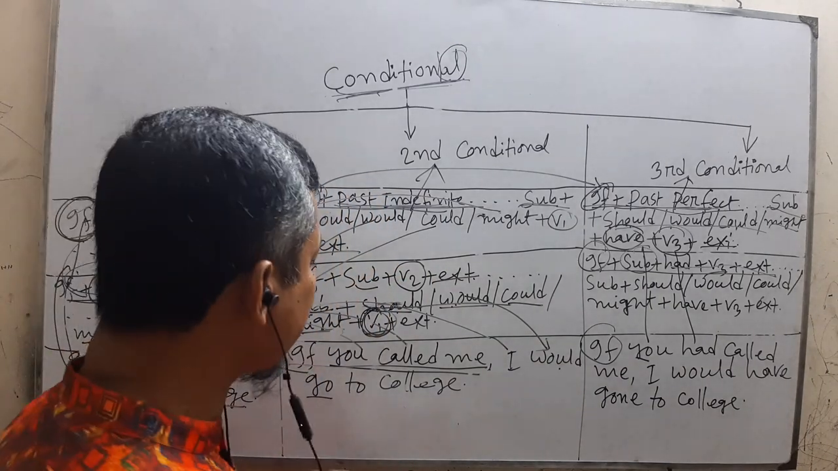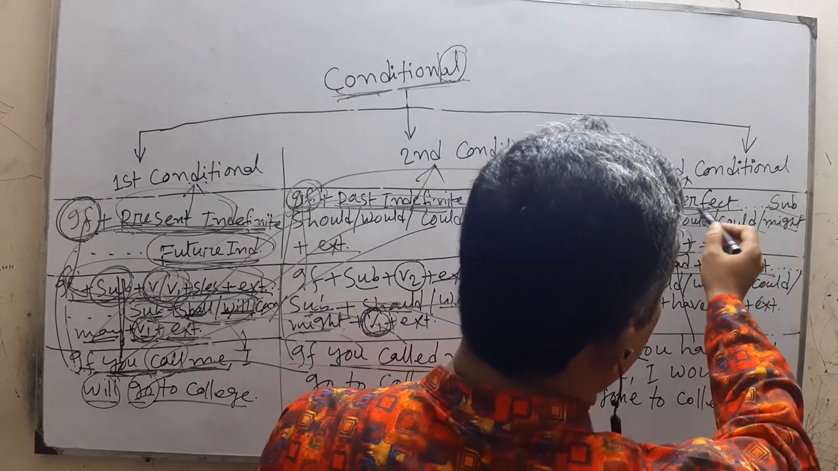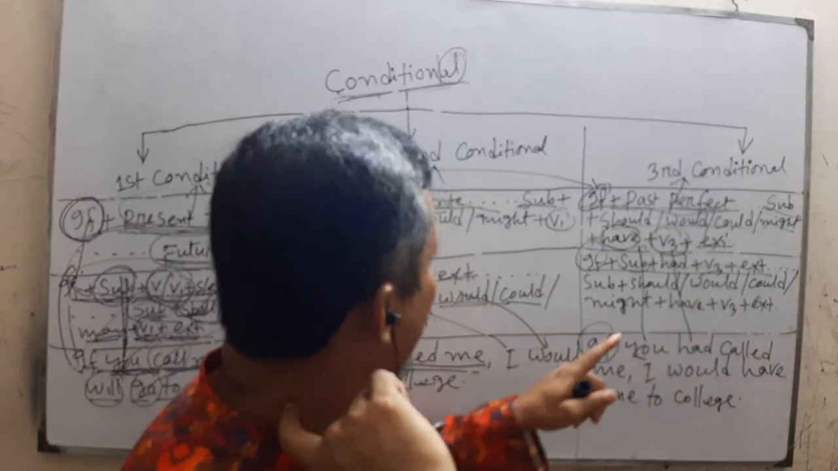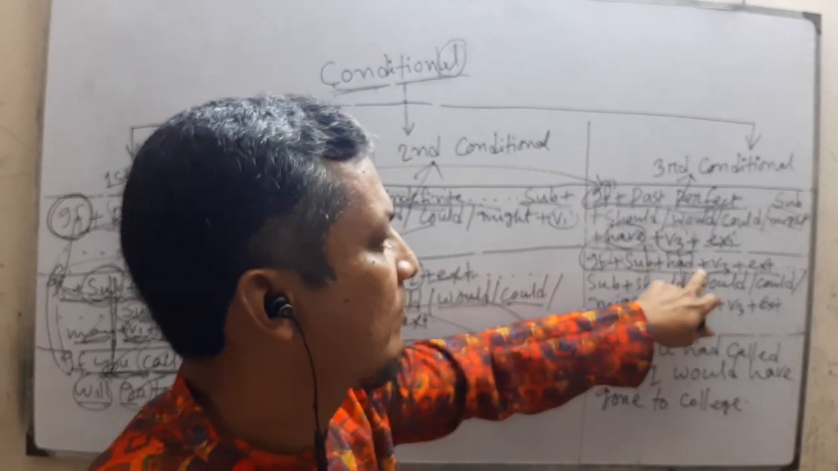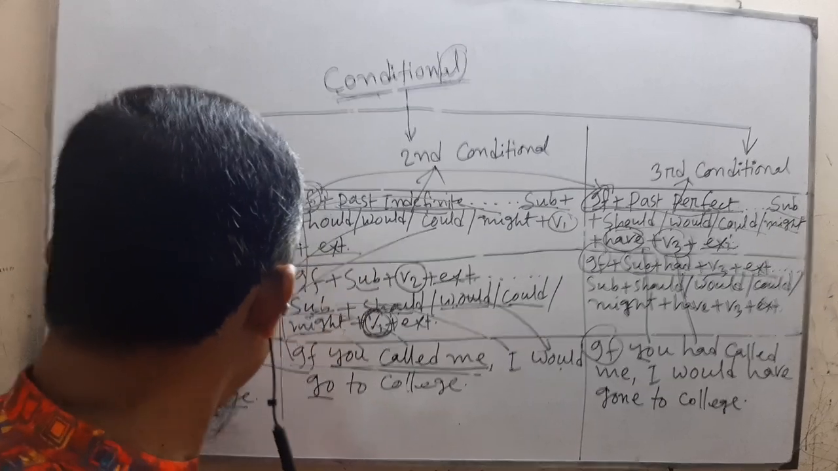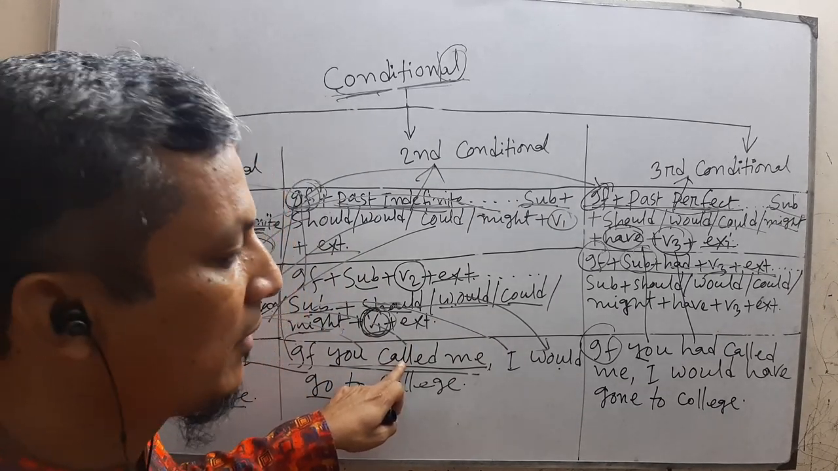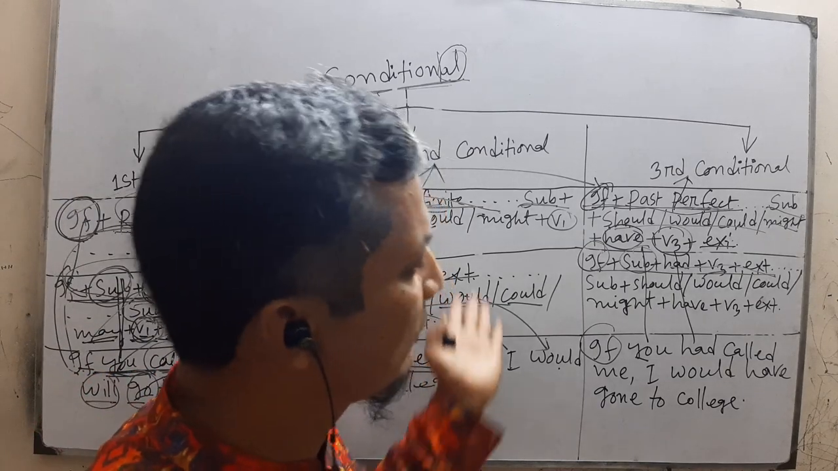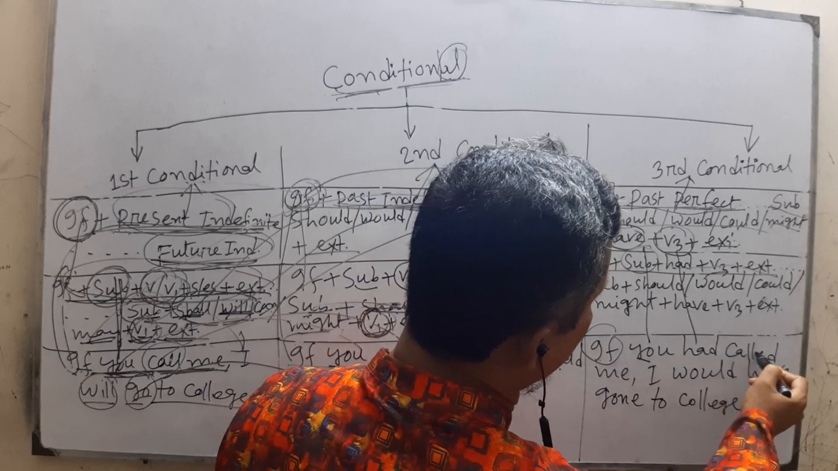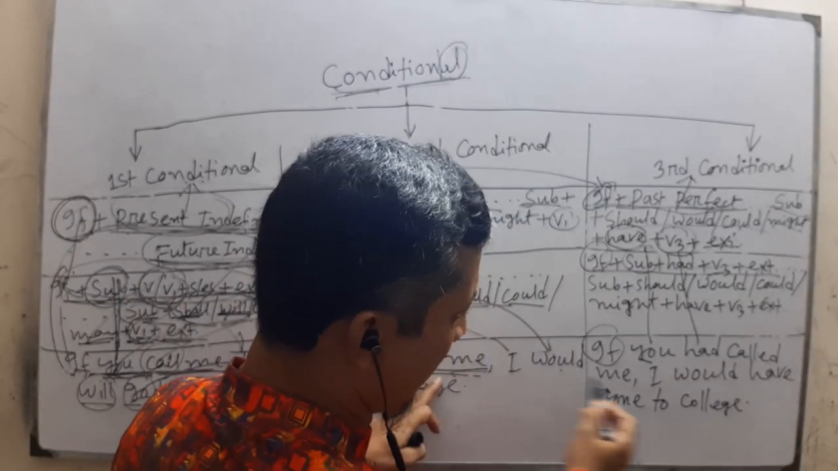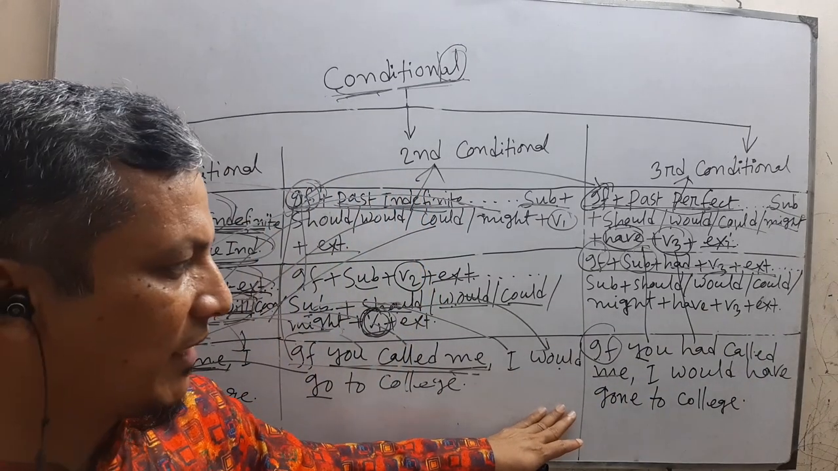Okay, my dear students. Then past perfect. What will be the main verb here? In present form call, past form called. Past participle form is also called. So the example will be, if you called, the extension here is me. If you called me. Am I clear to you, my dear students?